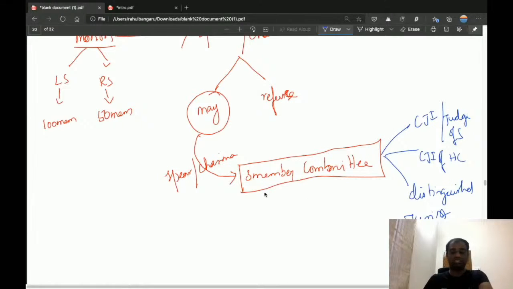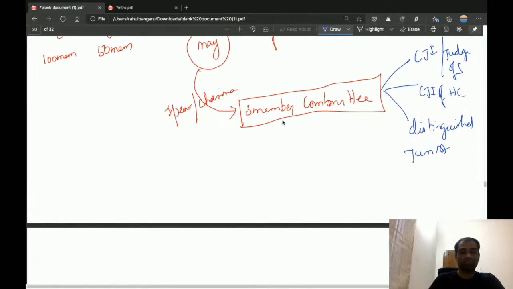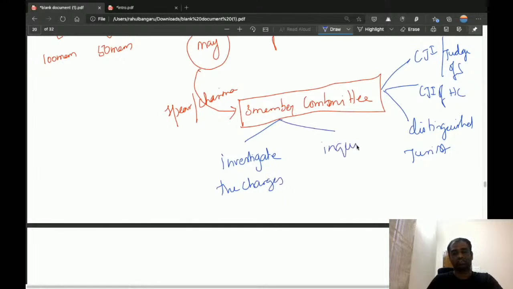Now, this 3-member committee will investigate the charges, and it will also inquire into the charges. During this investigative and inquiry process, the accused Supreme Court judge will appear before this committee, and he has the right to defend himself.